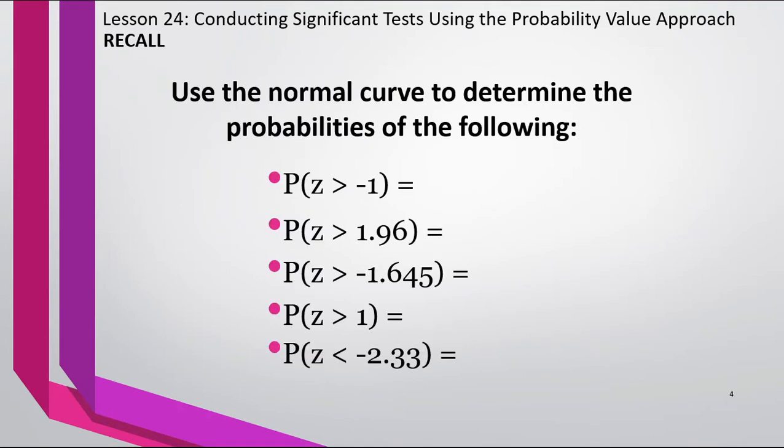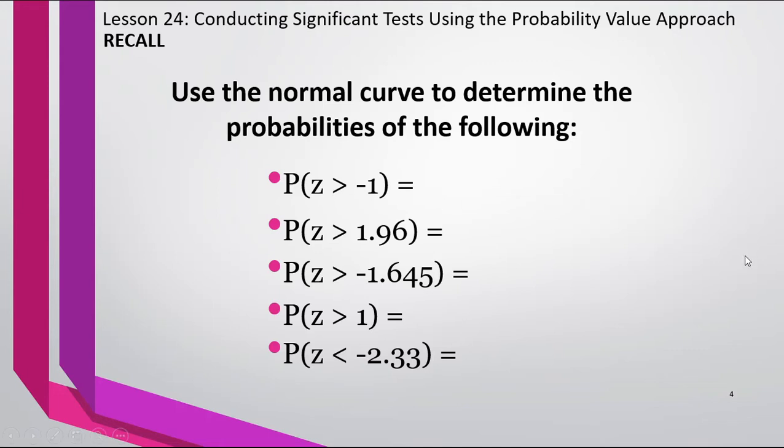Now, let us recall our previous lesson. Let us use the normal curve to determine the probabilities of the following. So, dito daw, kailangan try natin i-recall yung mga ginawa natin dati, kung isosolve daw natin yung probability regarding a certain z-score. What is the probability that the z value is greater than -1?